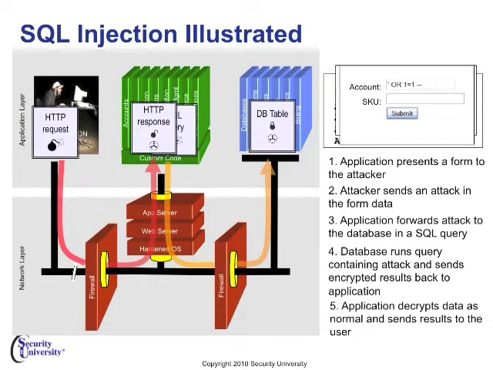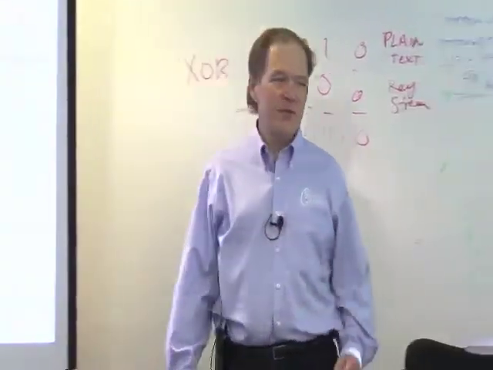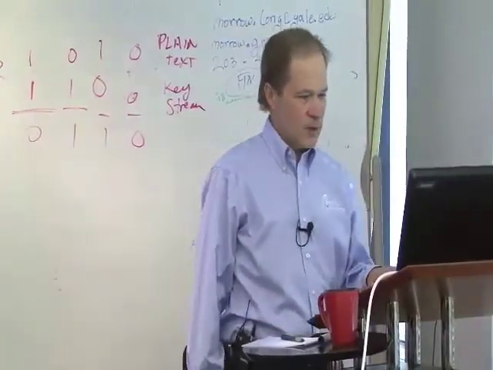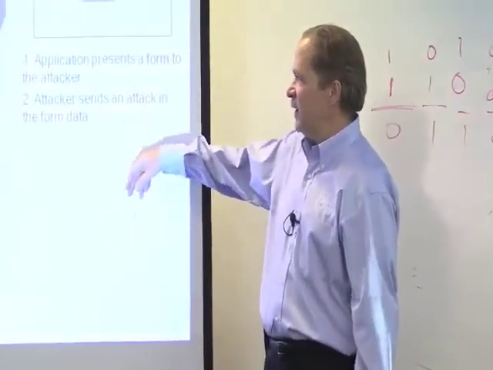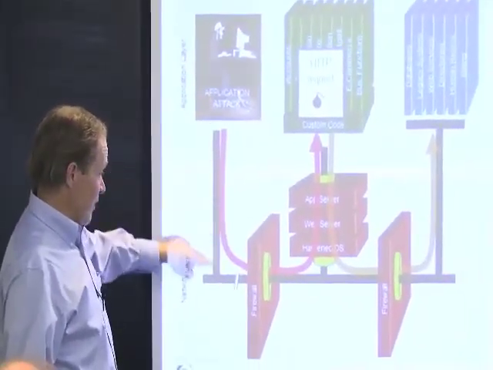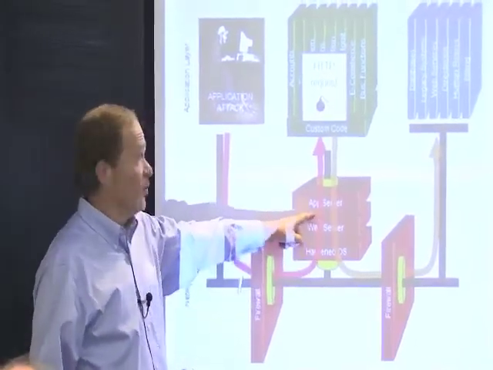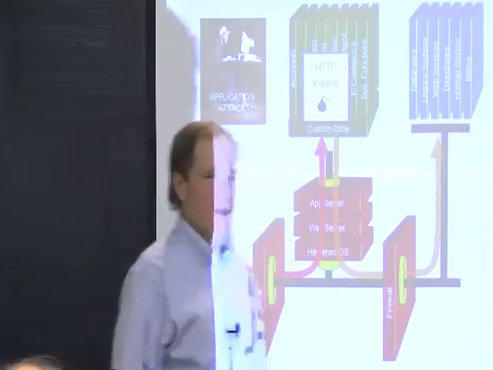So here's an illustration of SQL injection. This is fairly complicated over here, right? But what we've got here is a form on a field asking for an account number and an SKU, right? The application presents the form to an attacker. The attacker sends data in the attack here. So what happened over here at the application layer, right? The user on their browser sent over something to the web server, right? An HTTP request. It's got this little bomb in it. It's kind of cute.